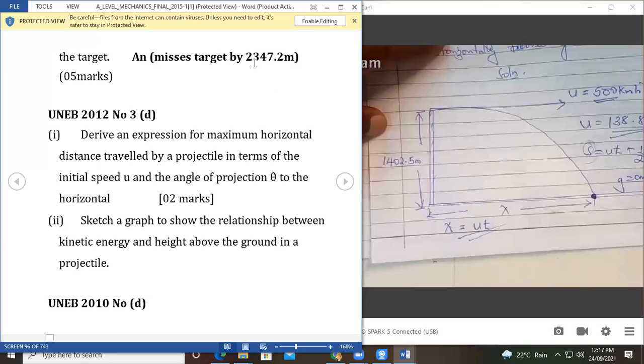Excuse me, teacher. Yes, please. You've said that we get the time of flight, but in the question, you don't have the theta. So how do you get it? We don't have what? Theta.